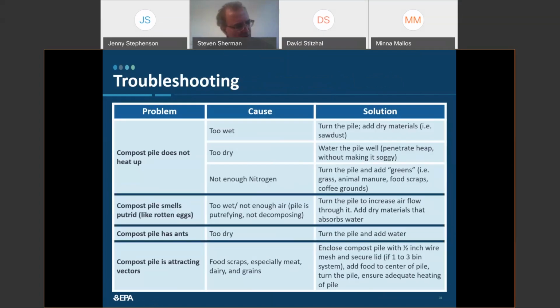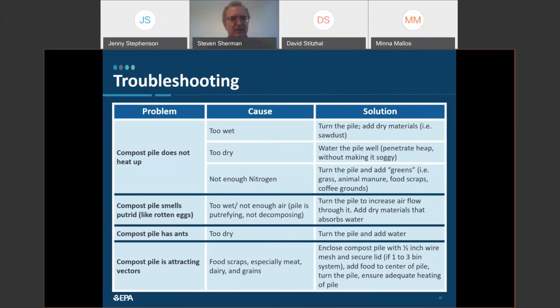Okay, so I've got basically 2 more slides, and then we're going to open it up to questions. And so I'm just going to cover this troubleshooting part very quickly, because I think these are some of the questions, and I'll do the last slide, then I'll open questions. So, general types of problems: the compost pile doesn't heat up, it smells, it's got ants or other animals, and it might have vectors. That's a fancy word for animals that you don't really want around, that can carry diseases or cause other problems.